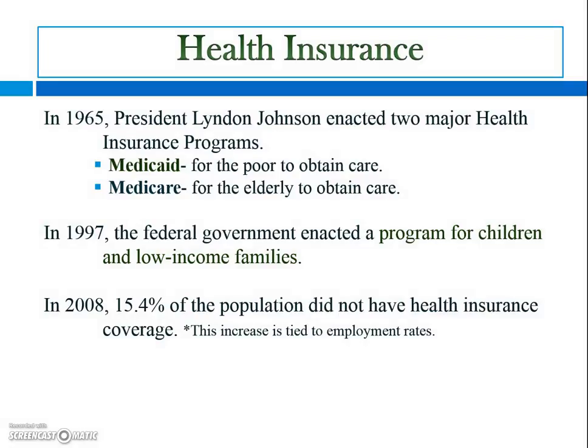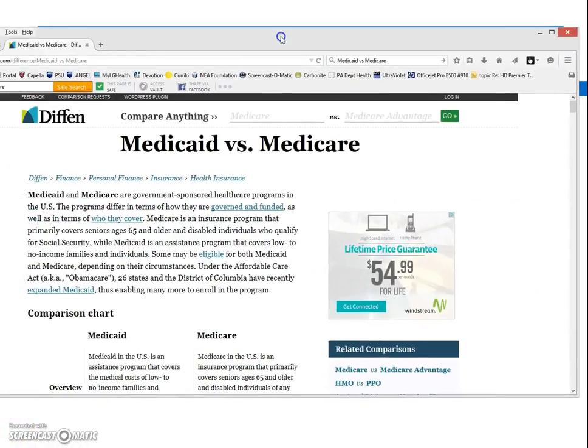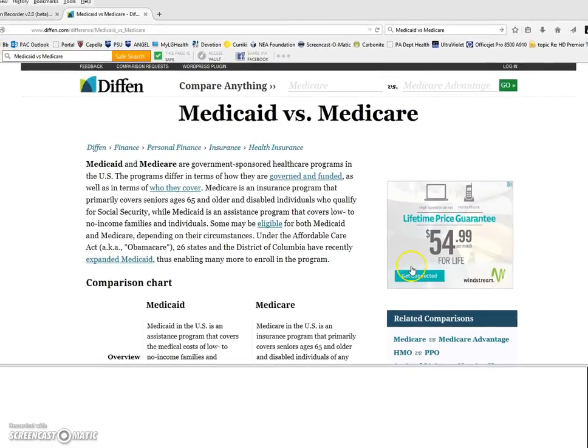In '65, President Lyndon Johnson enacted two major health insurance programs. The first being Medicaid, which is used for poorer populations, and then the second is Medicare, which primarily serves elderly populations. I would like to show you a chart that compares Medicaid and Medicare. So the first factor here that we need to understand is that Medicaid and Medicare are both government-sponsored healthcare programs. Okay, but the programs differ in terms of how they are governed and funded, as well as who they cover.